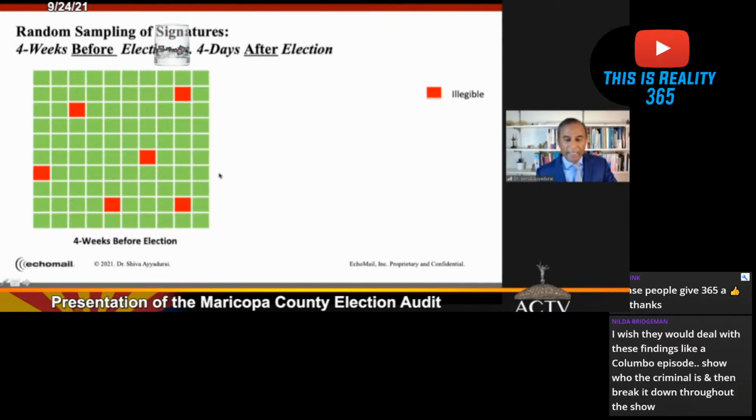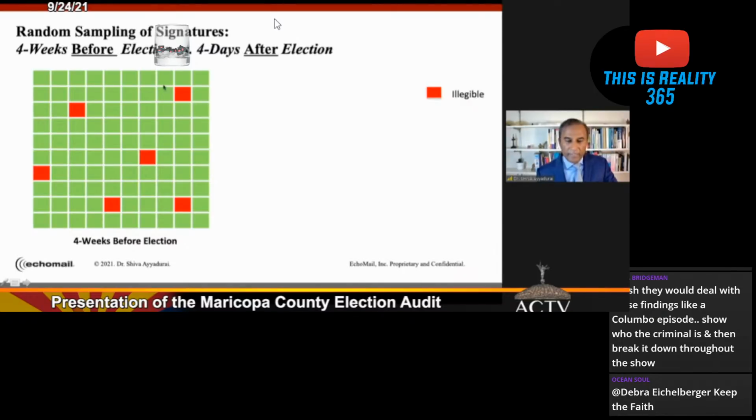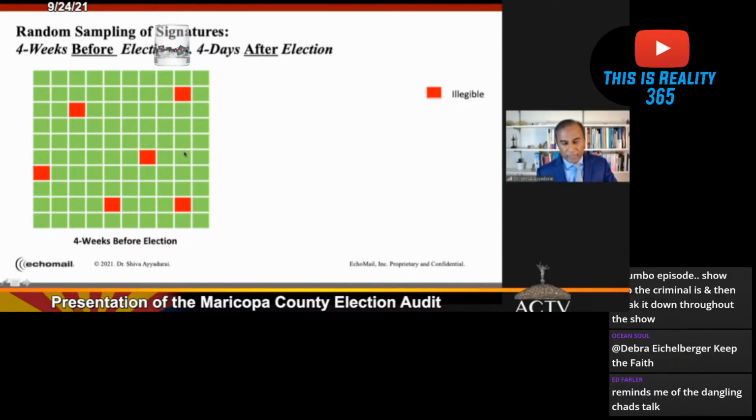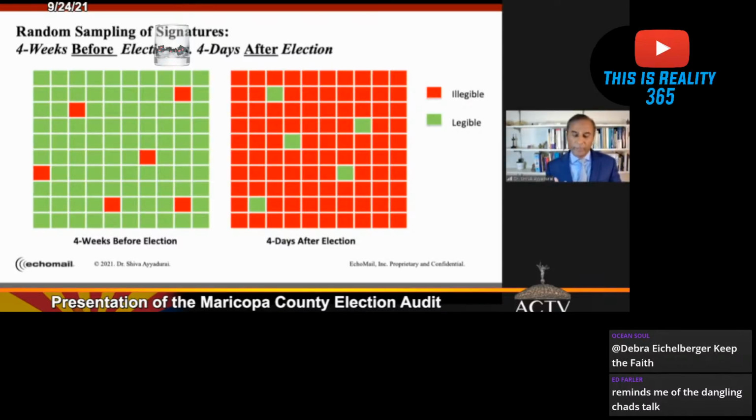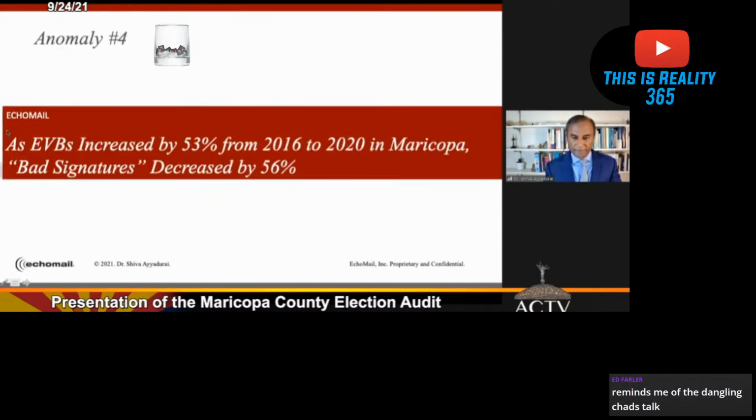If I were to do a heat map, again, this is a representation, it would look like this, where the red represents illegibility and the green represents legibility. It would look like this if you wanted to visually do this. And if we were commissioned to do this, we could do this. But you can see a marked difference between legibility. There could, again, be an explanation for this.